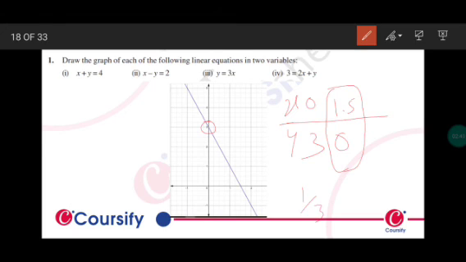So what we can do is choose another point that is more convenient. We can choose x is equal to 1 and y will also be 1. So this point here is 1 comma 1, and here we can plot minus 1.5 comma 0.